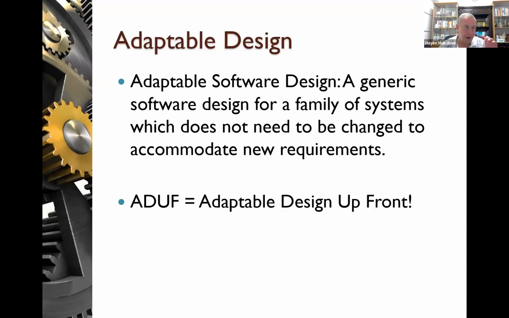Okay, and then finally, I bring you my definition of the adaptable design up front. I say that adaptable software design is a generic software design for a family of systems which does not need to be changed to accommodate new requirements. And I claim, this is my claim, that what we need for agile methodologies is adaptable design up front. And this is what we need.